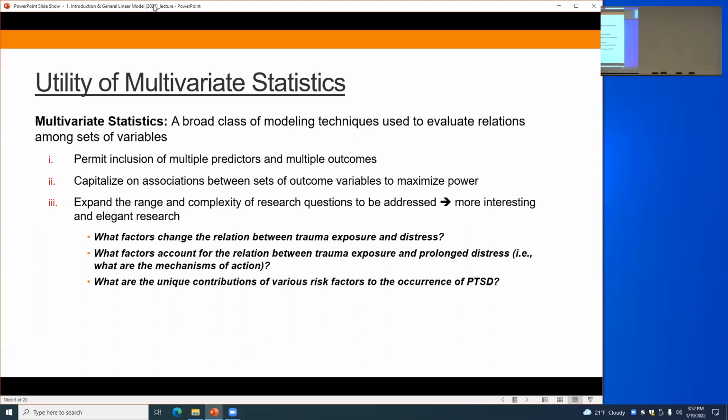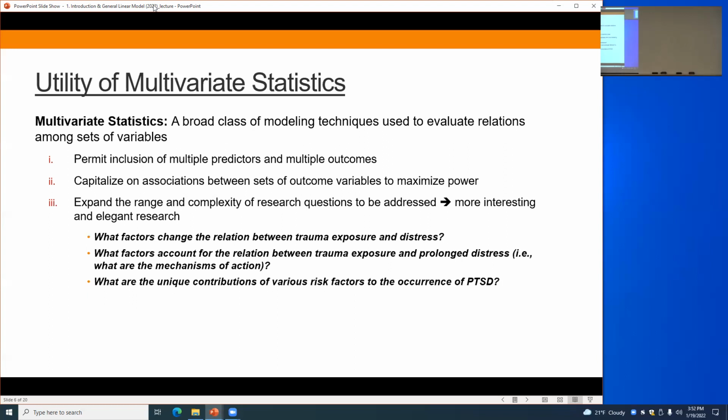It's moderation. Yeah, it is moderation, right? Do I have a factor that's changing the nature of that relationship? So the relationship between trauma severity and, let's say, depression is strong for people with this characteristic, but it's weaker for people with that characteristic. I can't ask that with a univariate design, but I can do that pretty easily with a multivariate test. Okay. I can also ask what factors are accounting for the relation between trauma exposure and prolonged distress.